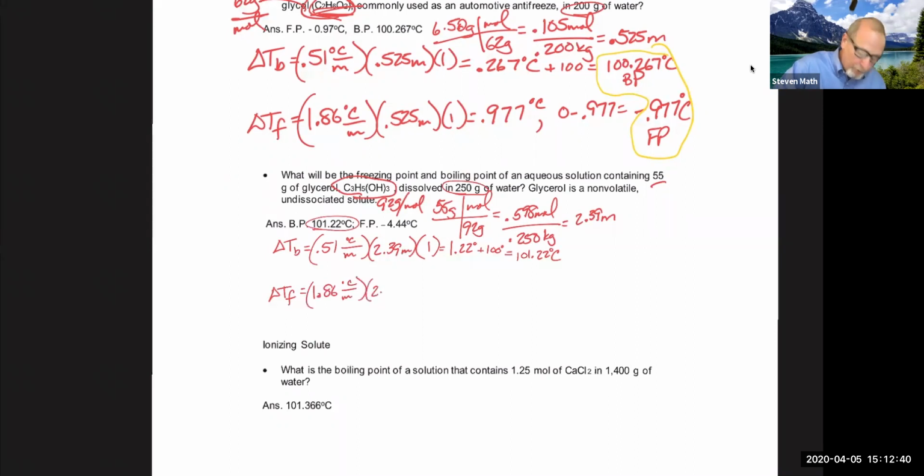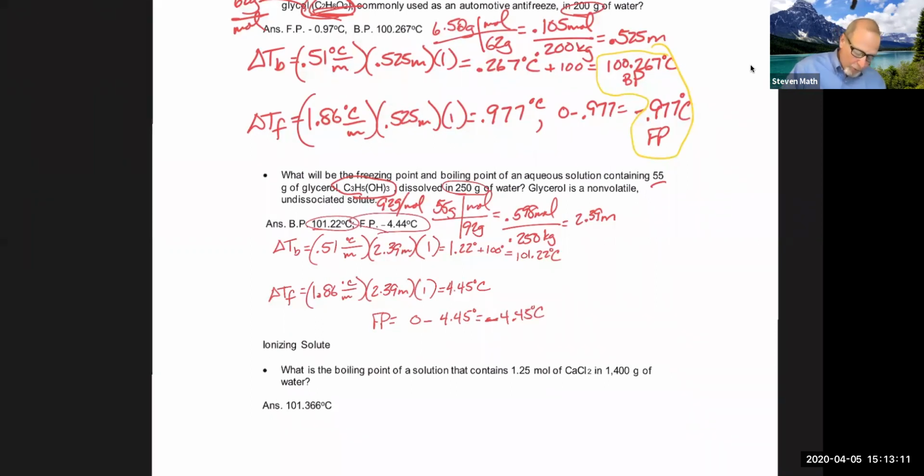And it's still 2.39 molal. That's not going to change, nor is the number of particles. And that's going to give me a freezing point change of 4.45. In this case, it's 0. The freezing point of the solution is 0 minus 4.45, or a negative 4.45 degrees Celsius. Close enough for what we got.